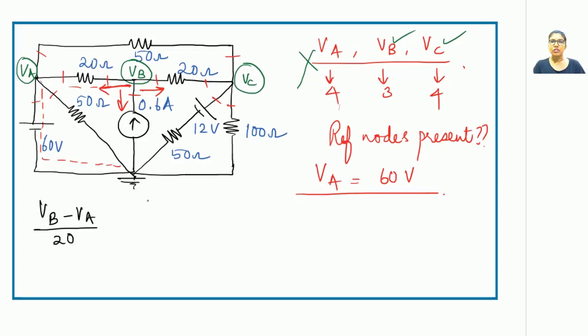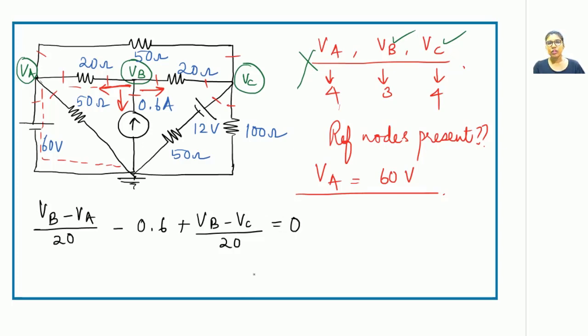No. It is in the opposite direction of that of our assumption taken. So it will be minus 0.6. Now coming to the last branch, that is connecting VB and VC, I can write (VB minus VC) upon 20. Equations can be written for all the 3 branches. That is equal to 0.